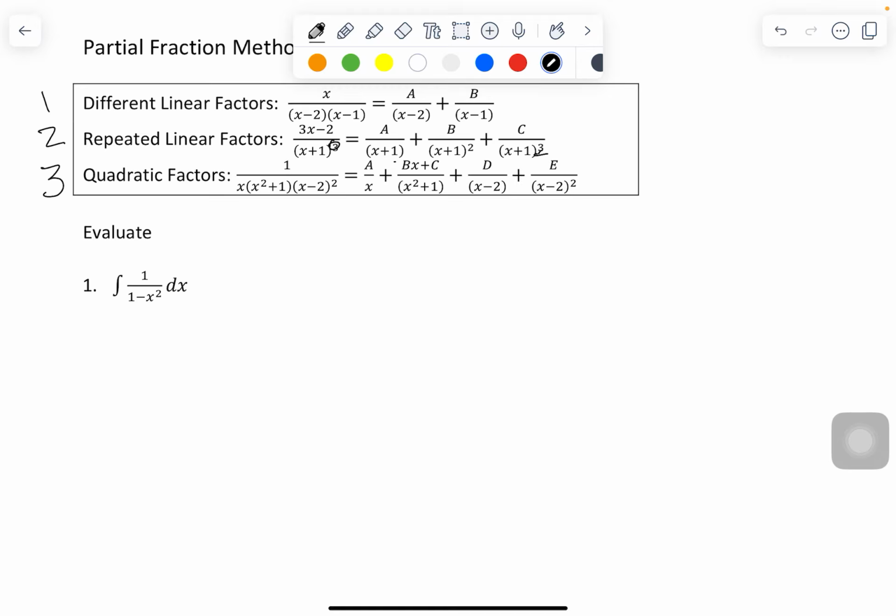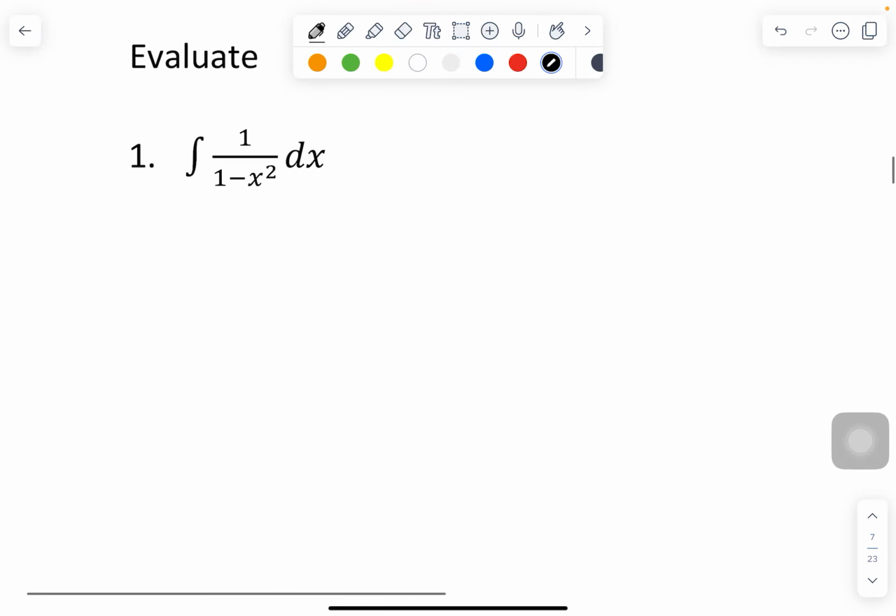And quadratic factors, or x squared plus 1 is a quadratic factor, so we'd have bx plus c instead of just b. So let's take a look at our first example.